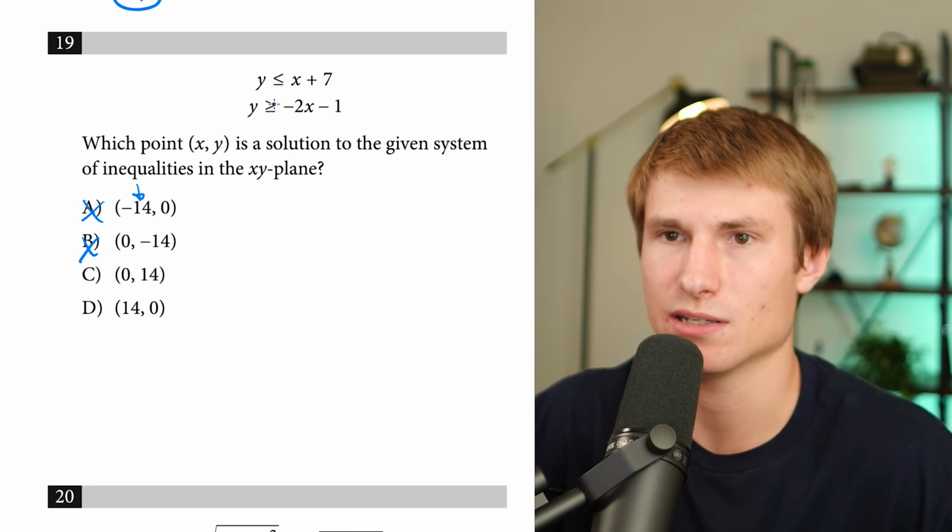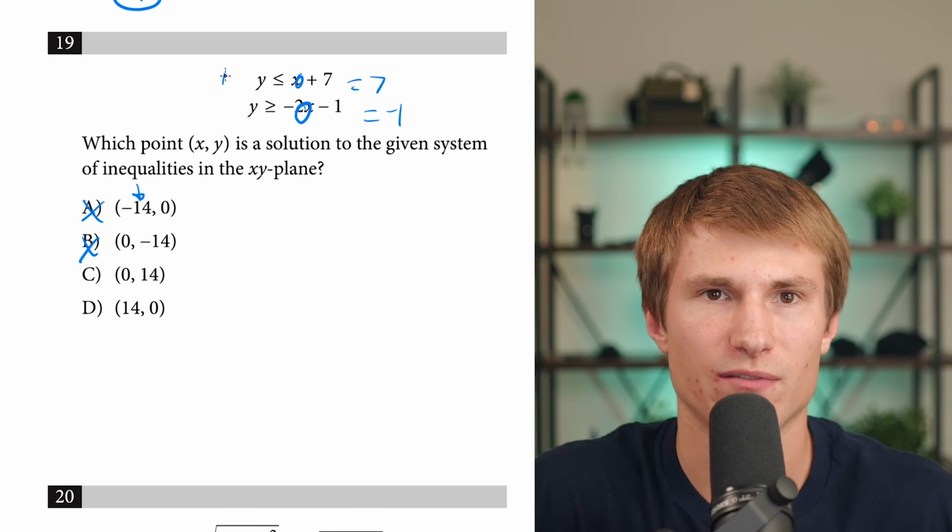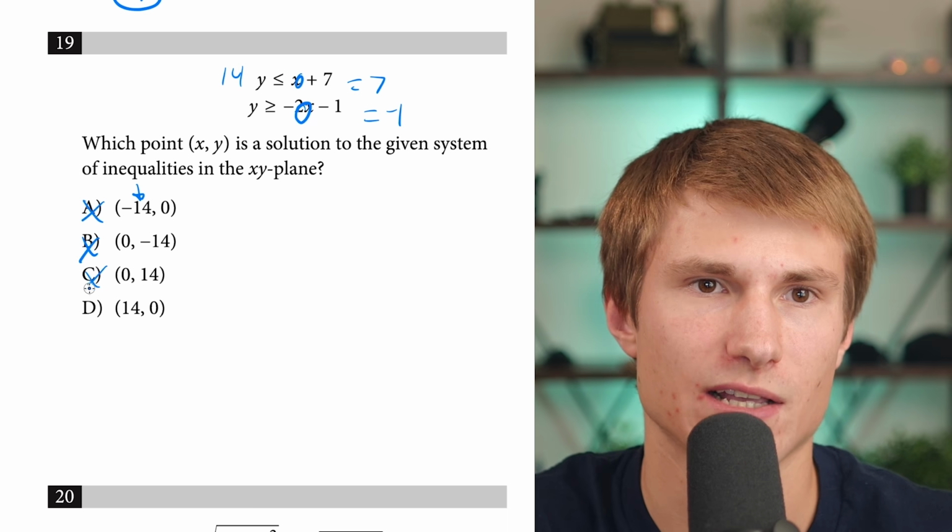Next one, I jump up onto C. I plug in 0 for x again. Okay, so I'm going to end up with 7. I'm going to end up with negative 1. And then this time I have 14 for my value of y. Is 14 less than or equal to 7? No, it is not. So C is wrong. Our answer there would have to be D.